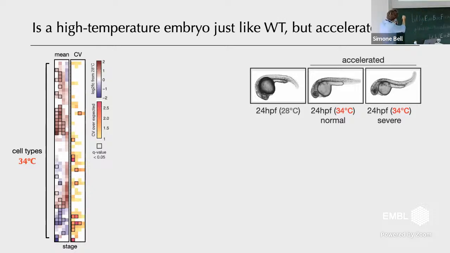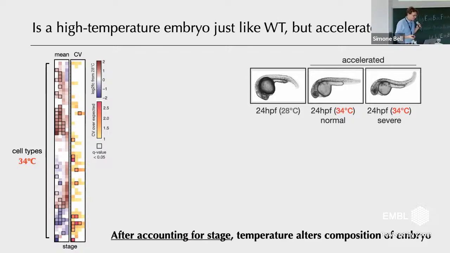So this is a heat map showing on the y-axis all of the different cell types in the embryo, and here the developmental stage. These are 4 different developmental stages that were tested in this experiment. What you see is that for effects on the mean, there are many cell types that are significantly decreased as well as increased in these embryos. And we can also find cell types that show increased variability at high temperature. This tells us something fairly significant, which is that after we account for stage in our model, using position along this developmental stage trajectory as a covariate, we can see that these embryos are actually missing certain cell types or have an altered composition.